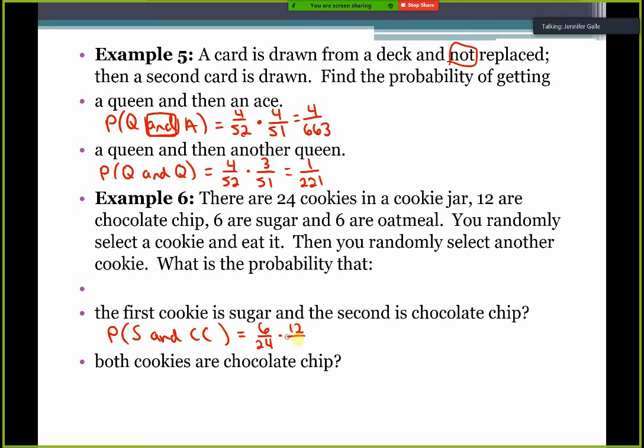Now, by eating the cookie, that means it's not replaced. Just in case you're trying to nail down how do I know? It might not always specifically say not replaced. It might be something that's implied, like the cookie being eaten, that things aren't being replaced. So just be careful. It might not always be the exact phrase replaced or not replaced. There might be something else in the wording that implies that.